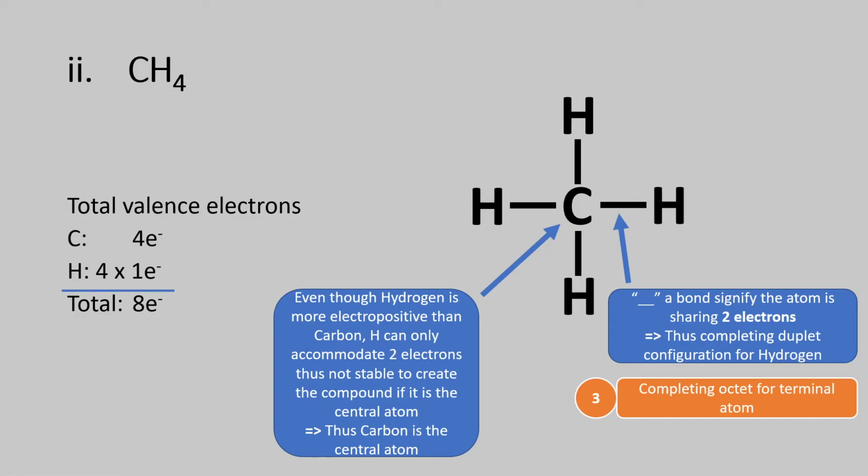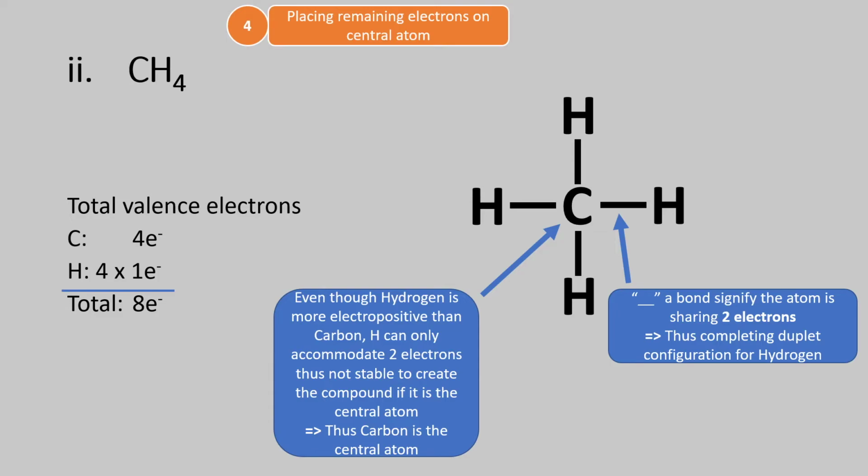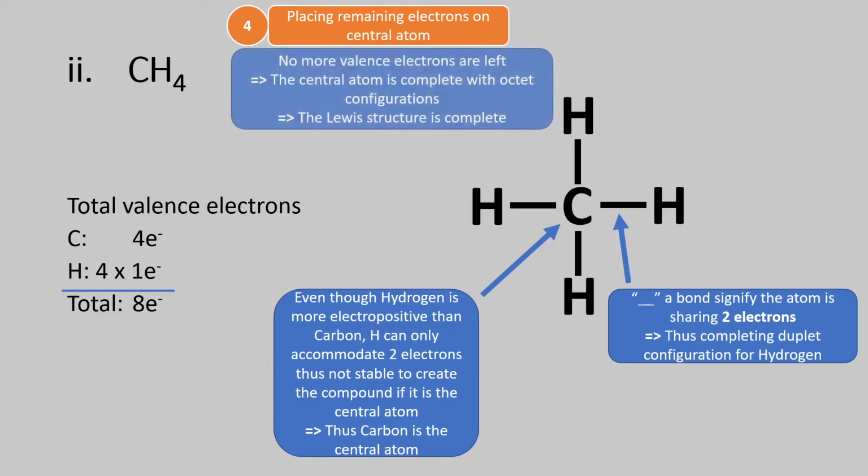So, kita went to step 4. Place the remaining electrons on central atom. Kita dah tak ada valence electron left kan? Sebab kita dah guna all 8. Tengok ni. So, kalau satu bond ada 2 elektron, so 2, 4, 6, 8. Kita dah guna dah 8 valence electron yang ada awal ni. Boleh? So, if no more valence electrons are left, the central atom is complete with octet configuration.